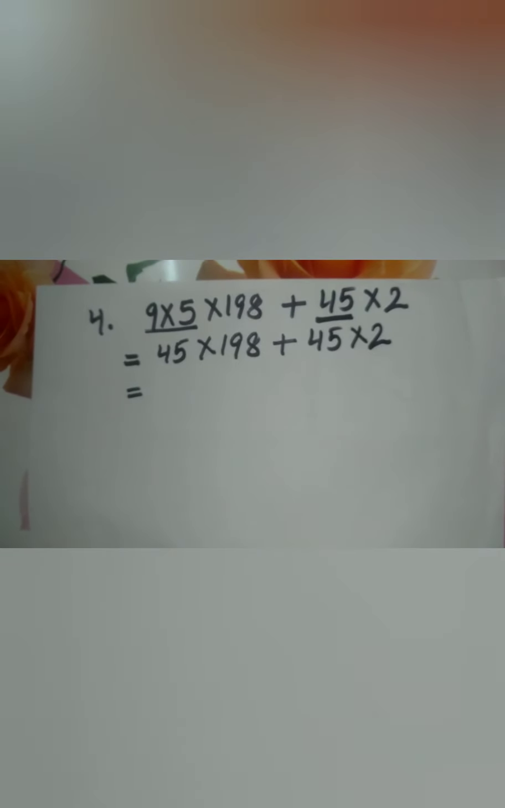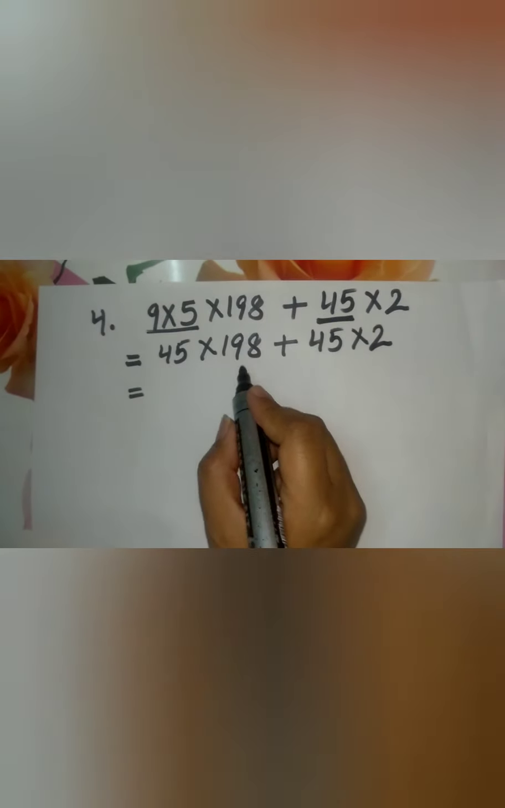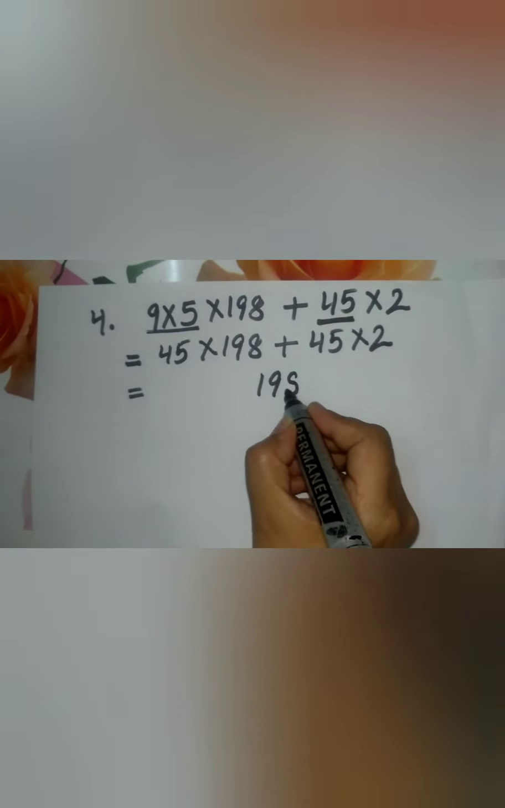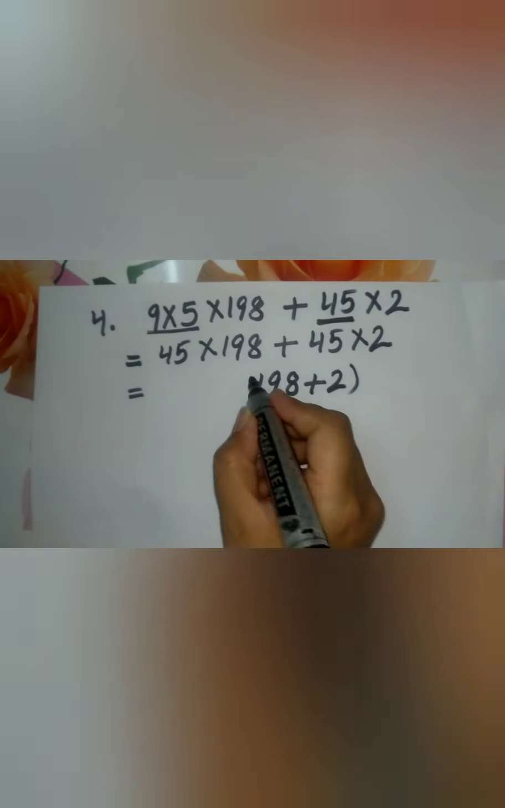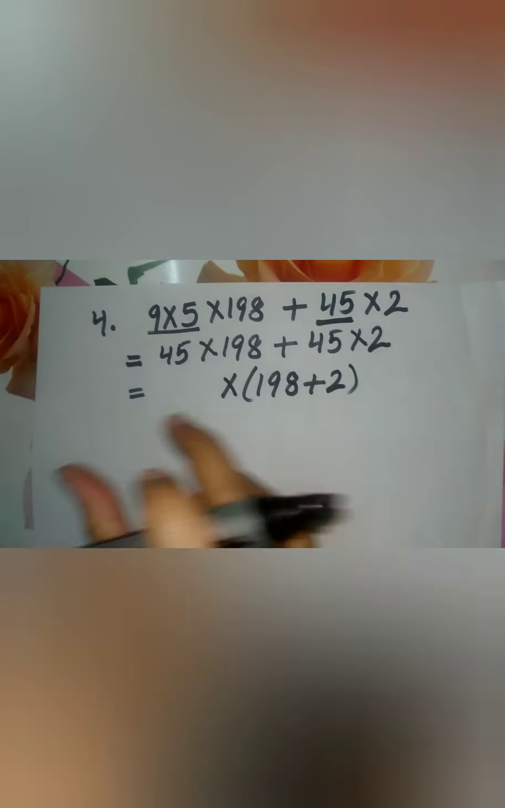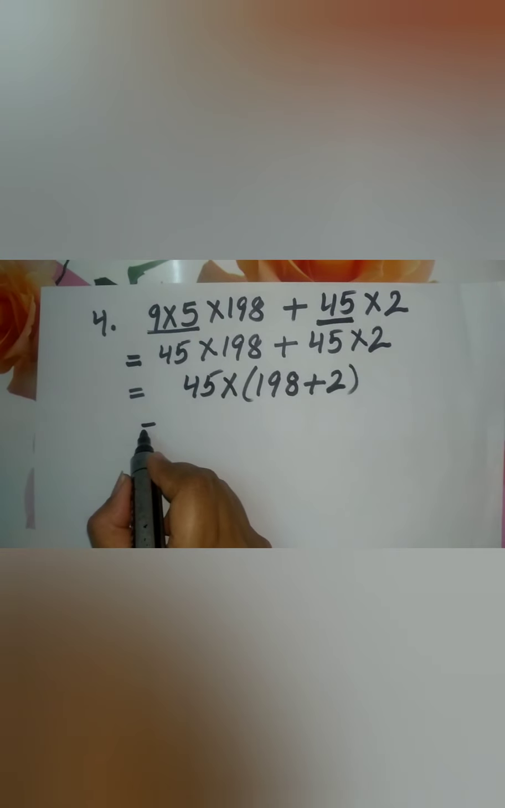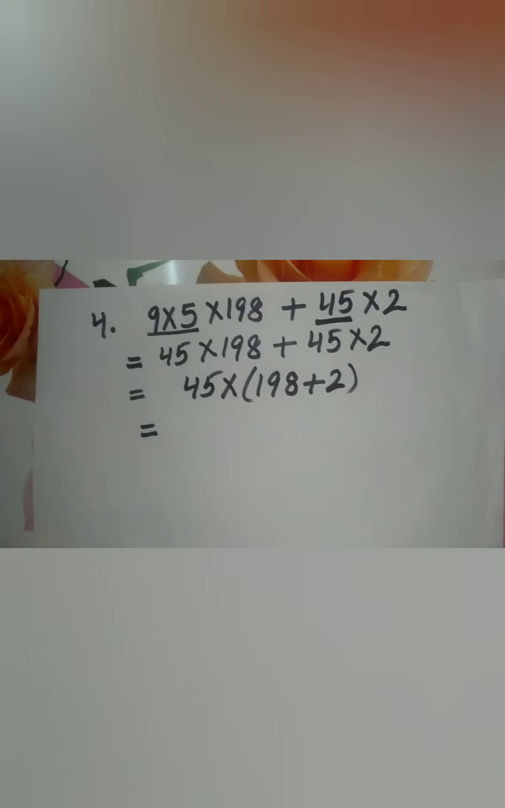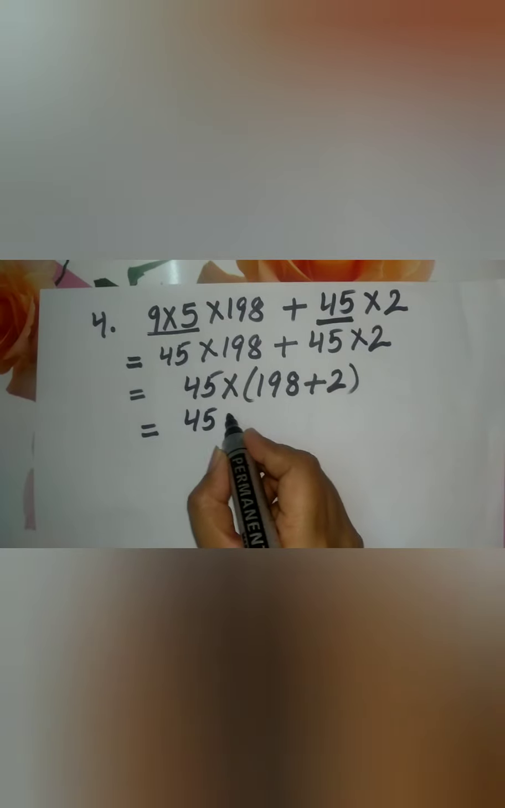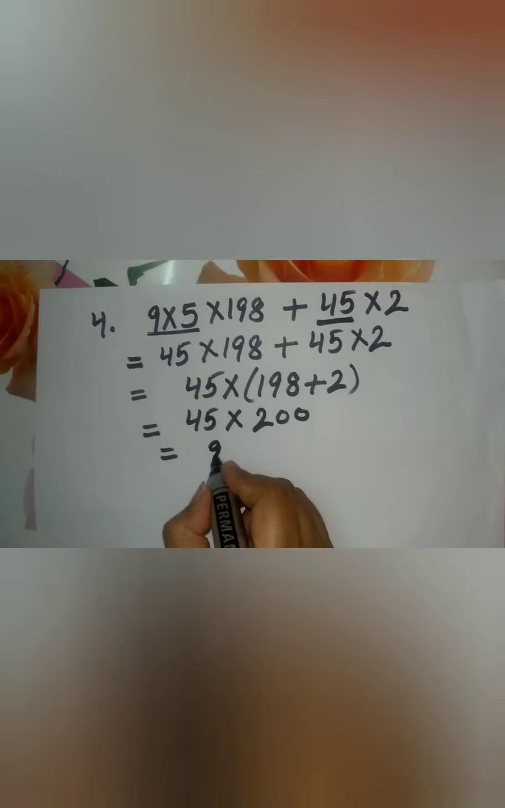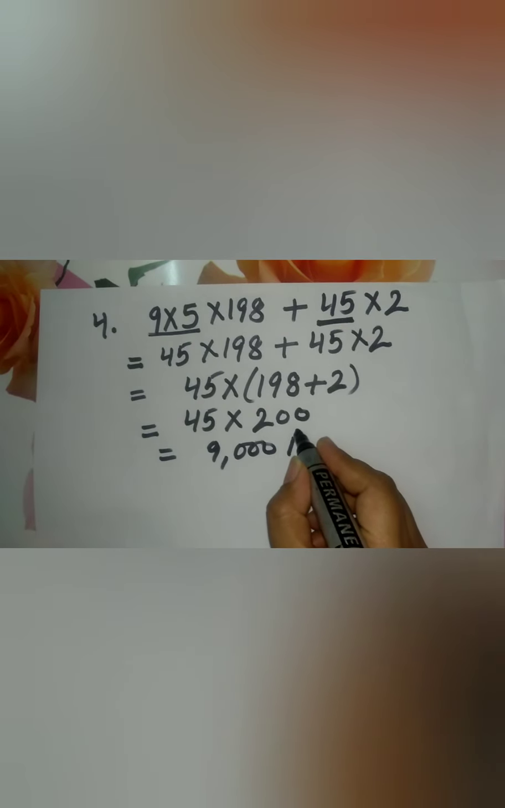So again you can see who is the monster here? 45. So again 198 and 2. After adding we will get 200, which is easy. Multiplying with 200 is easy. That's why we have combined here. So we have to see whether combining is easy or fighting separately is easy for us. So this will become 45 into 200, which will become 9,000.